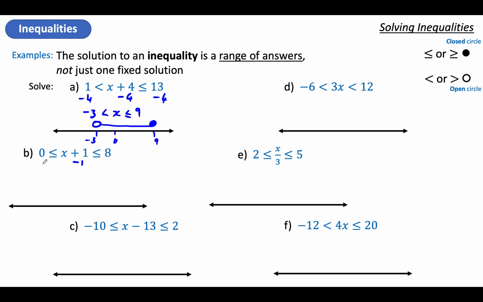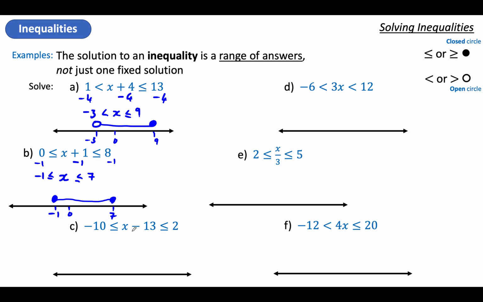This one, take away 1 from every section. So we have -1 on the left, x on its own in the middle, and 8 take away 1, which is 7 on the right. So my two boundaries are -1 and 7, and put in the 0. Now both of these need to be filled in circles on the -1 and the 7. They're my two boundaries. And then a straight line, sorry, joining those two.